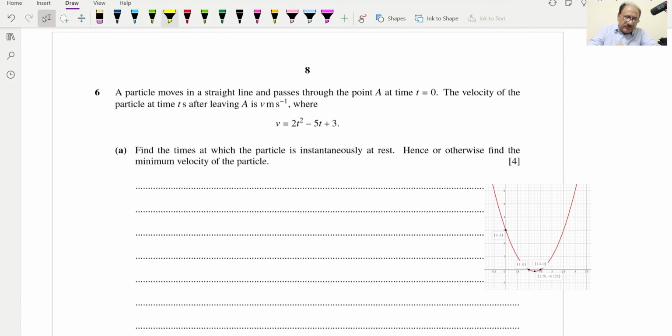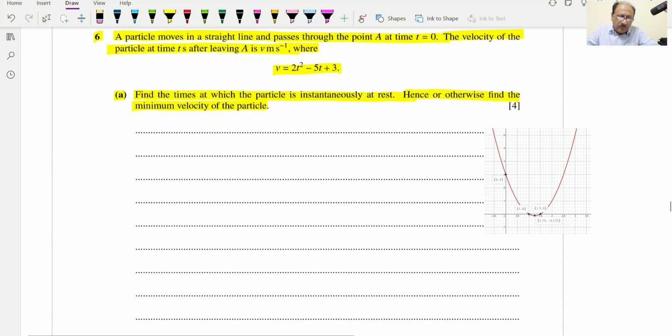Question number 6 says a particle moves in a straight line and passes through the point A at time t equal to 0. The velocity of the particle at time t after leaving A is v meters per second, where this equation is given for v. Find the time at which the particle is instantaneously at rest, momentarily at rest, hence or otherwise find the minimum velocity of the particle. Now this is the section which I have added. I will explain this section. This is not part of the questionnaire.